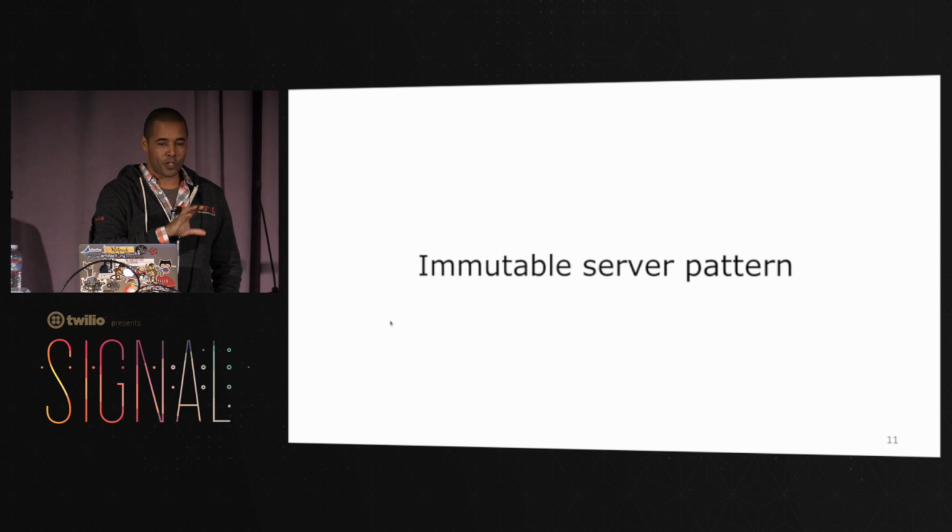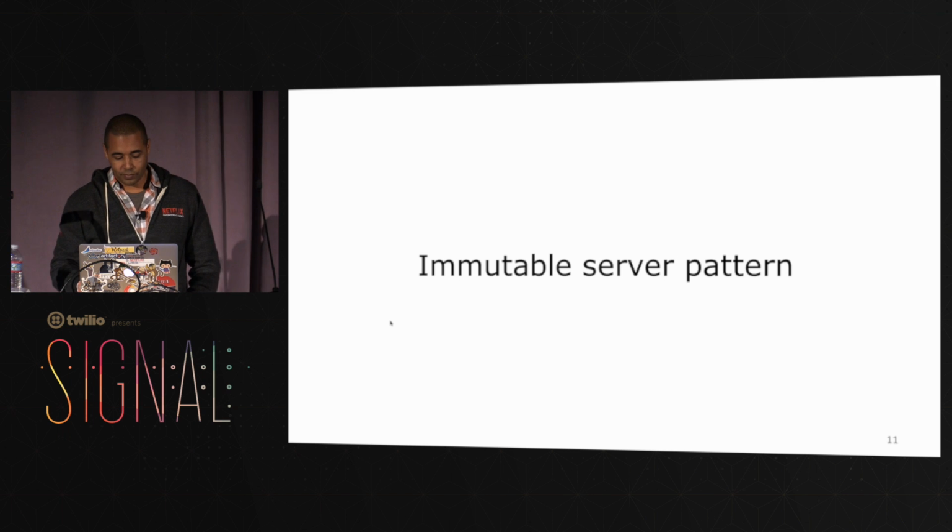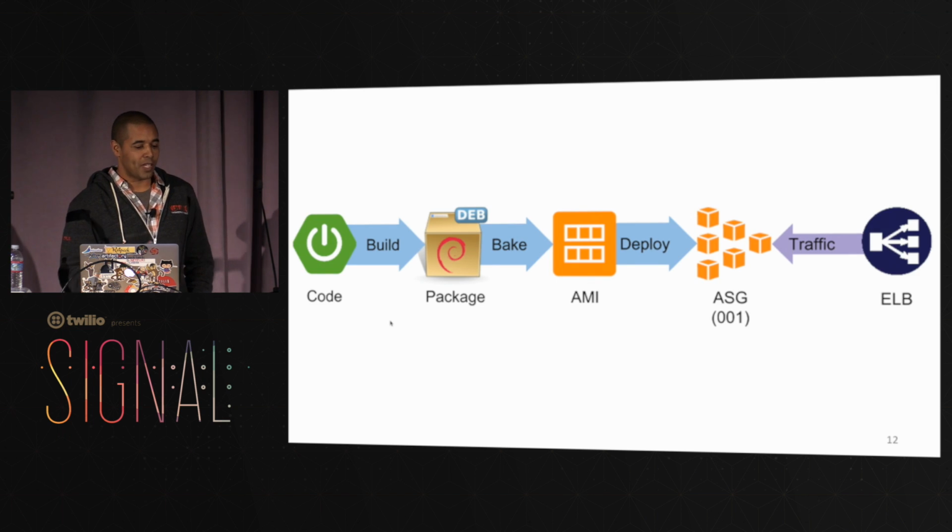So the process I'm going to show you now is how we go about creating new VM images, or AMIs, putting them in the cloud, and then scaling those up. This allows us to avoid things like configuration drift. It allows our build pipeline to be much more repeatable. And it looks something like this.